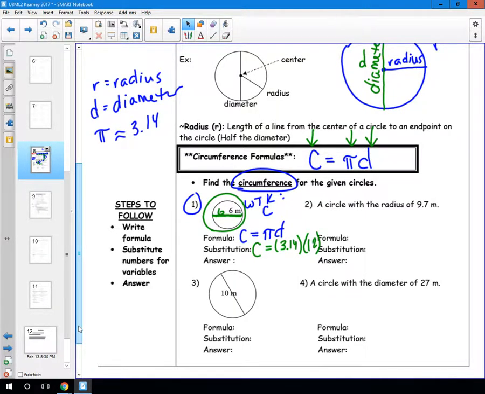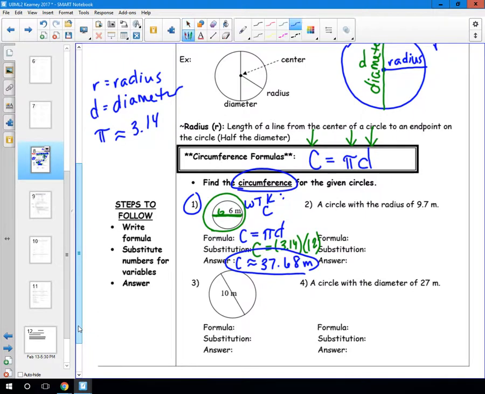So I'm going to grab my calculator, and I'm going to do 3.14 times 12, and I get C approximately equals 37.68 meters. Okay, so C equals 3.14 times the diameter. Okay, let's do another one.